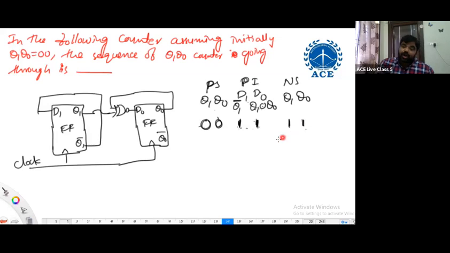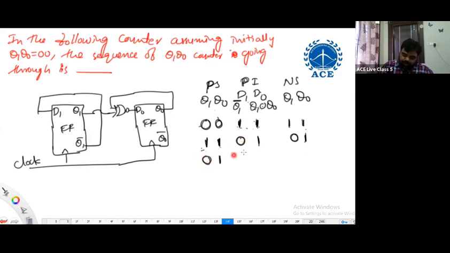Now, in the next clock cycle, what do we do? The next state is copied as the present state. Now Q1 bar: 1 bar is 0. Q1 XNOR Q0: 1 XNOR 1 is 1. What is the next state? 0, 1. Then 0, 1 becomes the present state now.